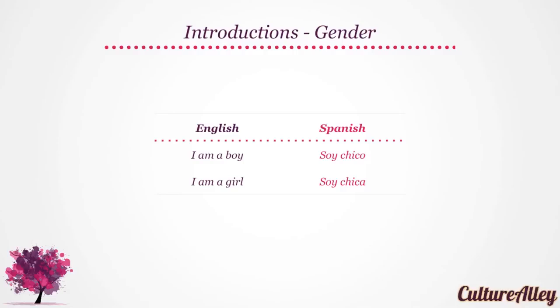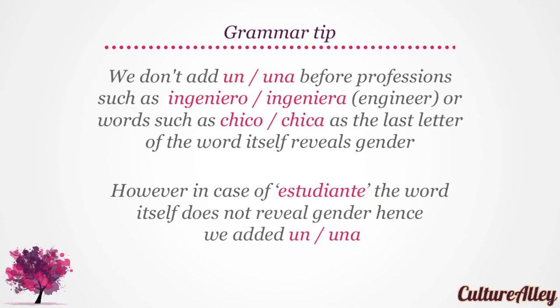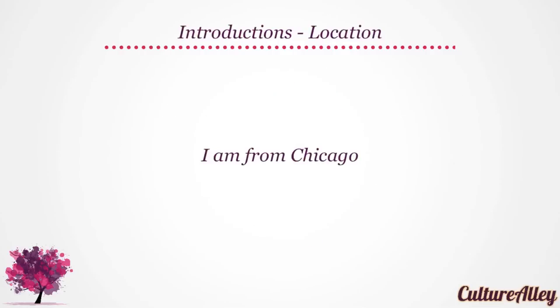I am a boy translates to soy chico, and I am a girl is soy chica. So try saying the words for boy and girl, please. Chico and chica. Very good. Note that we don't add un, una before professions such as ingeniero, ingeniera, or words such as chico, chica, as the last letter of the word itself reveals gender. However, in case of estudiante, the word itself does not reveal gender, hence we added un, una.